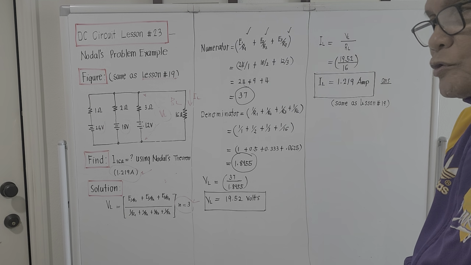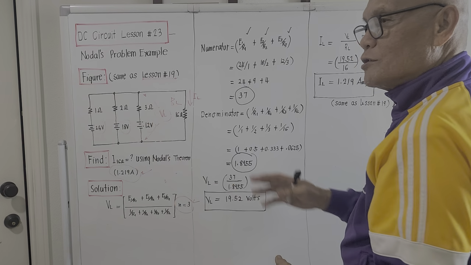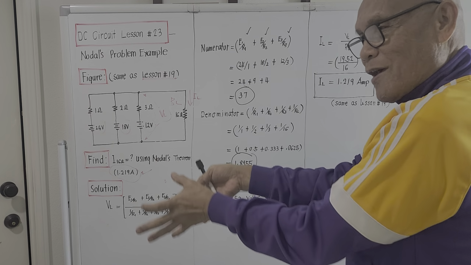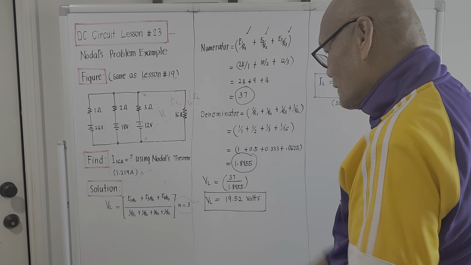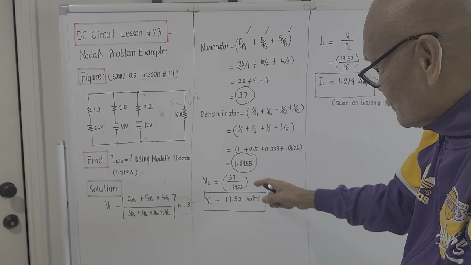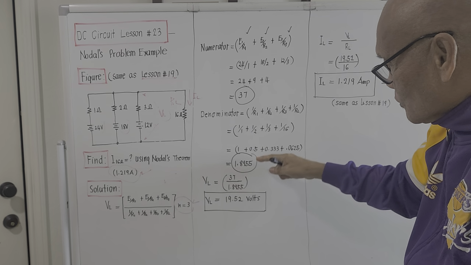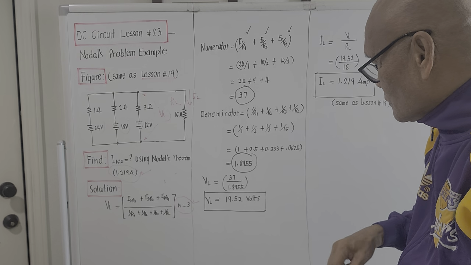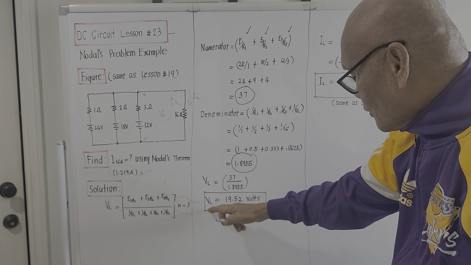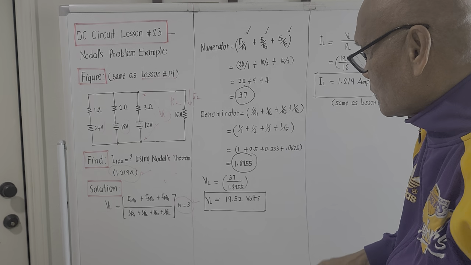So the computation of the node voltage V sub L will now be an easy matter because the formula was derived. It's just a matter of computing now. The numerator is 37 according to this, the denominator is 1.985. If we take the ratio, the value of V sub L, meaning the node voltage, is actually 19.52 volts.